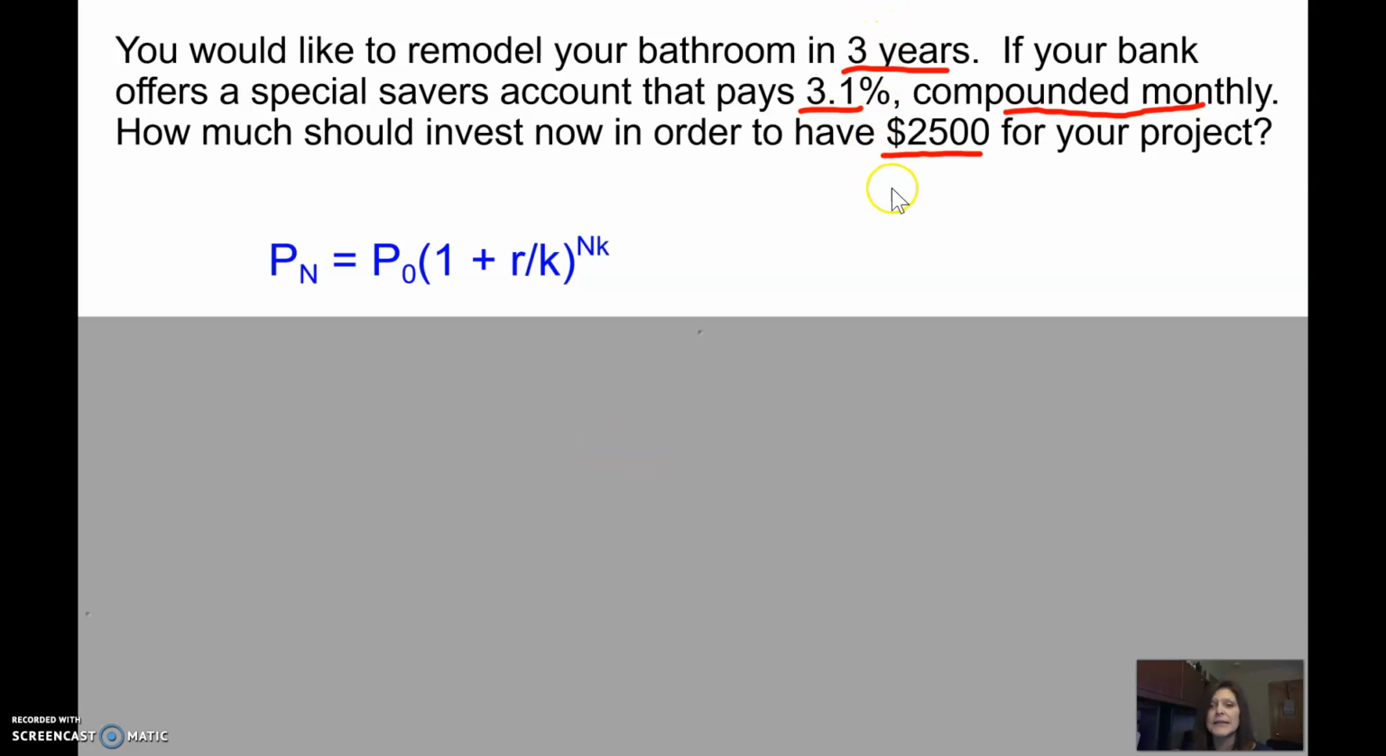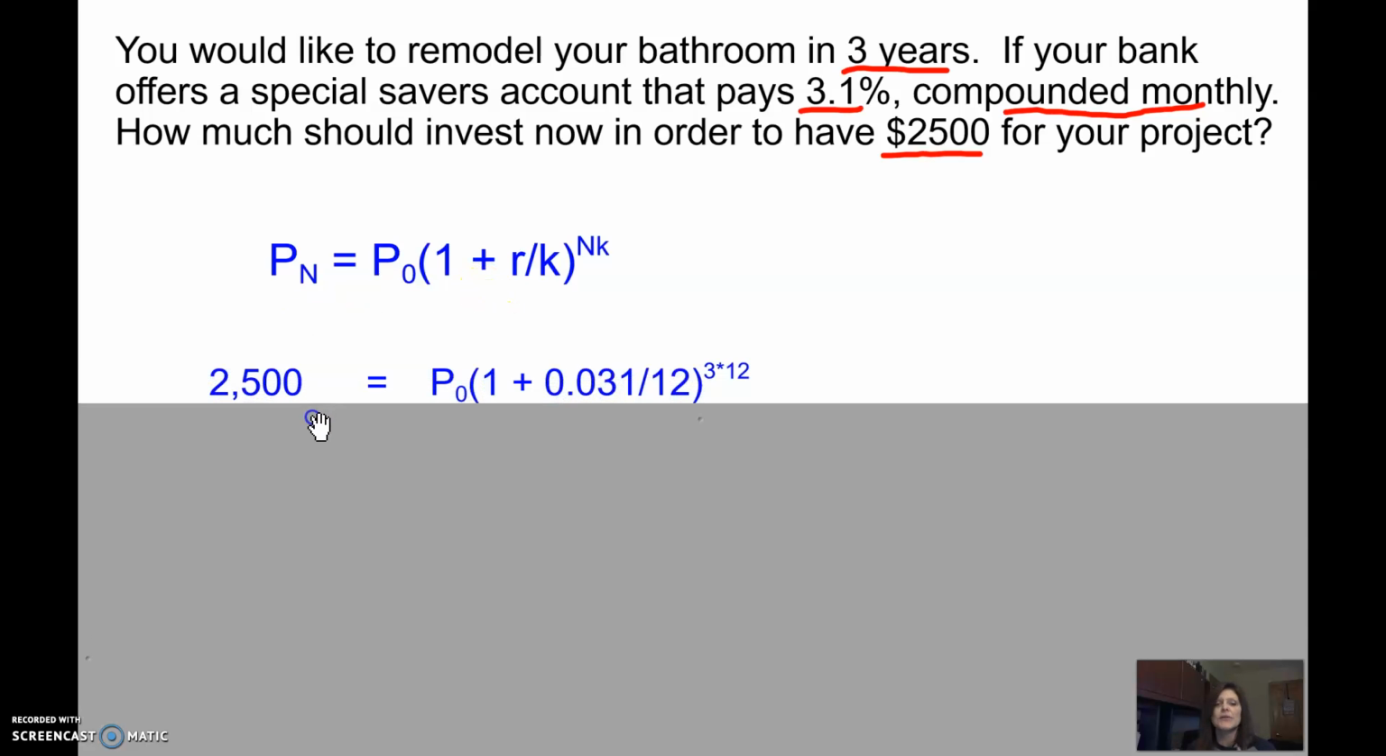Well, we're given everything in this problem except the original amount, right? We want to have 2,500. So they're giving me the future, they're giving me the P sub n. So we'll put everything into our formula, and our normal situation would be, well, let's try to simplify and then we'll divide. In this particular problem, when you try to simplify that parenthesis 1 plus 0.031 divided by 12 raised to the 36th power, you get some big old ugly decimal.